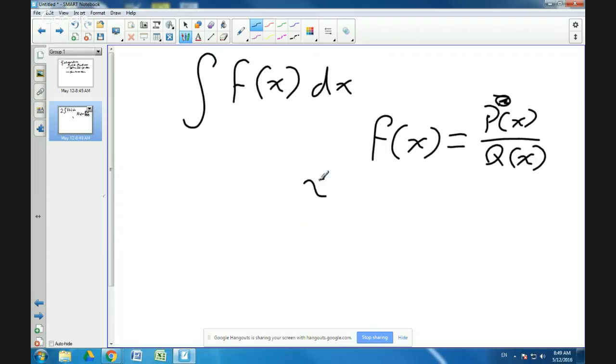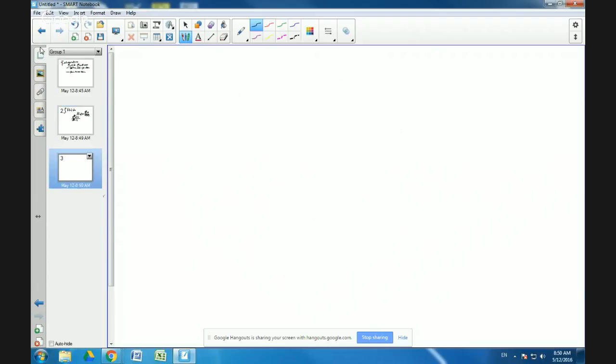For example, x cubed plus 7x over x to the fourth minus 1. Since q of x has a greater degree on bottom than p of x on the top, if this was f of x, we could integrate by partial fractions. All right, so let's start with a simple example.